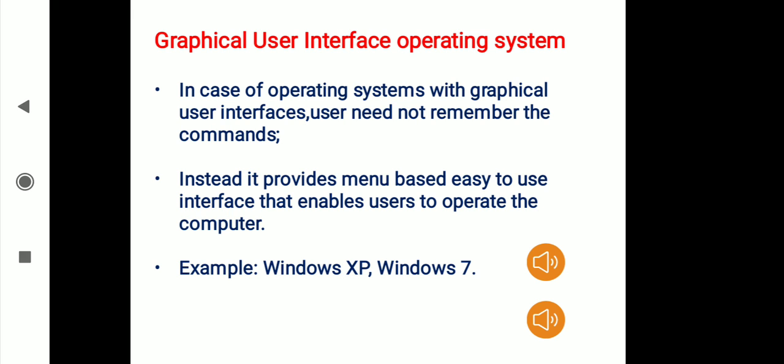The second type of interface is the graphical user interface. Now, in the case of operating systems with graphical user interfaces, the user need not remember the commands as in the text-based interfaces. This is because graphical user interfaces provide a menu-based, easy-to-use interface that enables the user to operate the computer very easily. An example of such a graphical user interface-based operating system is Windows XP and Windows 7.